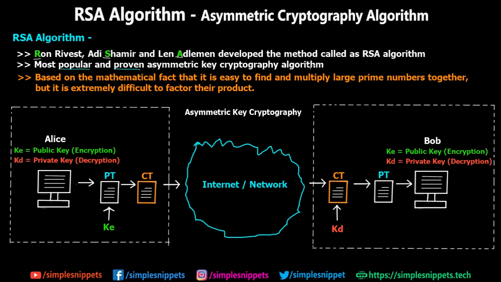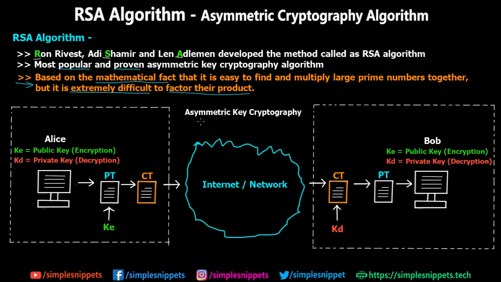The main crux of the RSA algorithm is the mathematical fact that it is easy to find and multiply large prime numbers together, but it is extremely difficult to factor their products. So this is the crux of the RSA algorithm. If you are making notes or preparing your answers, you can note this point, it is very important. You can select large prime numbers and multiply them easily, but it is very difficult to find the factors of that product, of that result. So this is the basic mathematical crux.